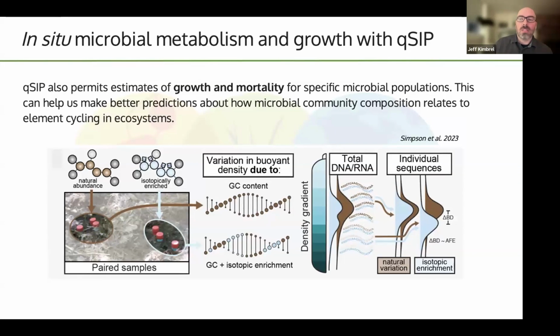Further, we can use this not just for labeling of a specific substrate, but we can actually add general substrates like 18O water and do a global population estimate of growth and mortality.